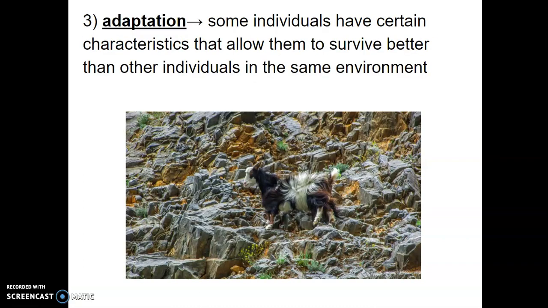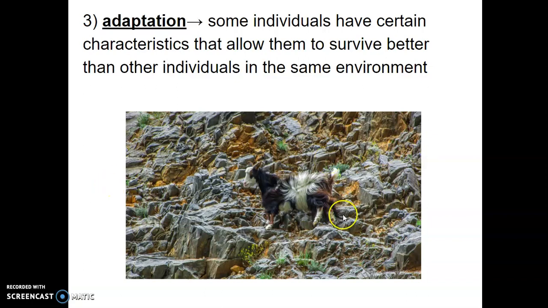Anyway, the third key aspect is adaptation. Some individuals have certain characteristics that allow them to better survive in those environments, okay? Adaptations on their own aren't necessarily negative or positive. We'll see this in a couple of things we look at later this weekend and next. What makes them positive or negative, a good thing or a bad thing, is how beneficial it is or isn't to that individual based on their environment.